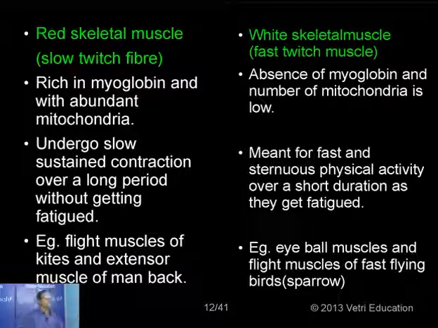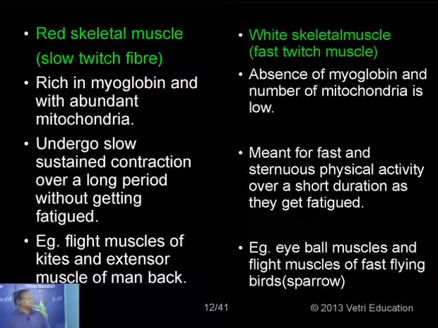Number one, as the name implies, the red skeletal muscles contain an abundance of myoglobin. That's why they are normally red in color, and also have more mitochondria to provide energy. The myoglobin is meant for transporting oxygen to the tissues. And the mitochondria are more in number in these muscles to oxidize food and release energy for the muscles to undergo contraction. Then in the case of white skeletal muscle, they are white in color because of the absence of the pigment myoglobin. And the number of mitochondria is also less.